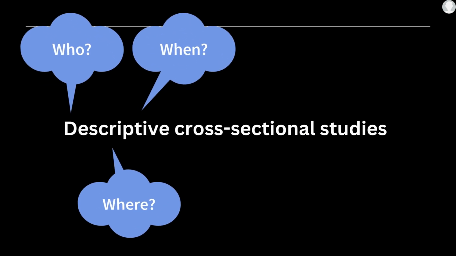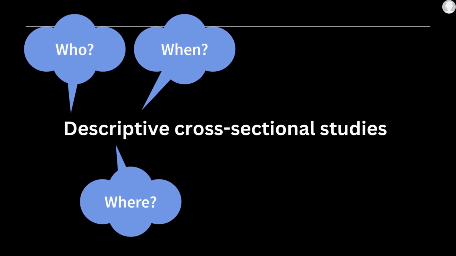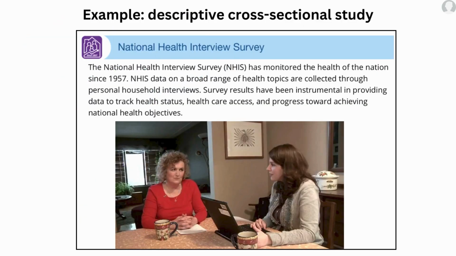Let's talk about descriptive cross-sectional studies first. The goal of these is to perform descriptive epidemiology, that is, to describe the distribution of some health issue by person, place, and time. An example of a descriptive cross-sectional study is the National Health Interview Survey, NHIS, which you may have seen last week if you visited the CDC Chronic Surveillance System website.